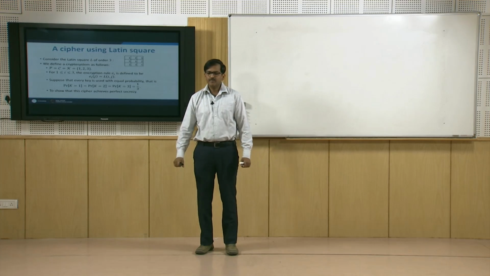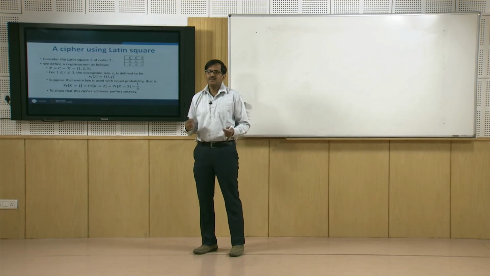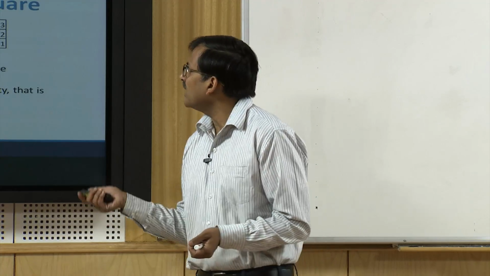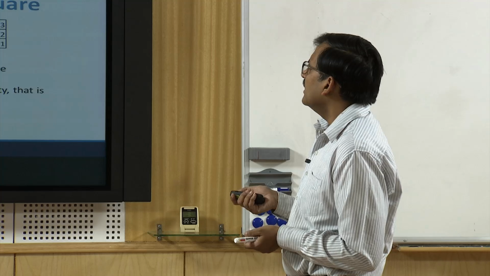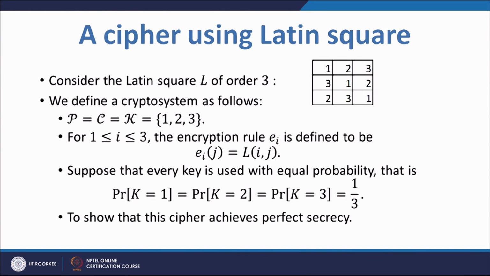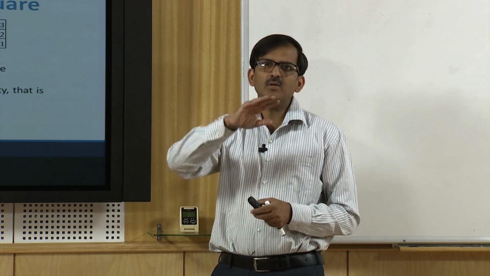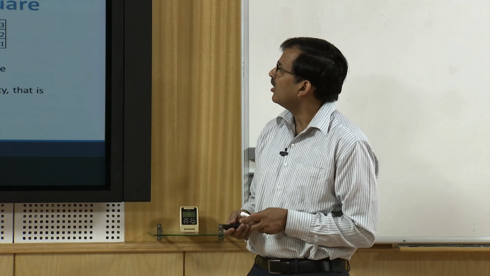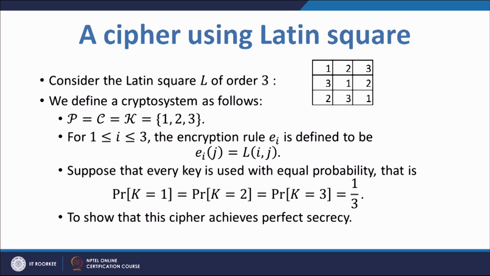Next, we come to a problem related to perfect secrecy and the computations of different probabilities of plain text and ciphertext and keys. Now, here we have a cipher using a Latin square. A Latin square is a 2-dimensional array of numbers such that no number is repeated in a row or a column. So, here we have a Latin square L of order 3, where we have got 3 numbers and a 3 by 3 array, and please note that there is no repetition either in the rows or in the columns. So, I have got 1 2 3, 3 1 2, 2 3 1, and I have got 1 3 2, 2 1 3, 3 2 1.